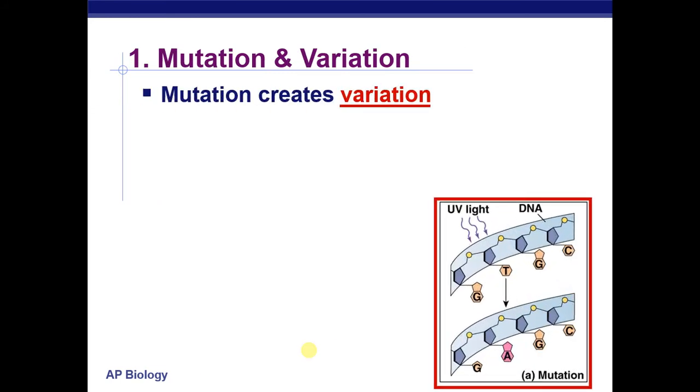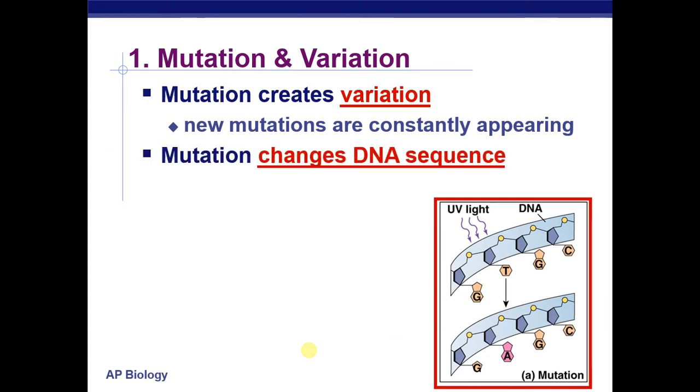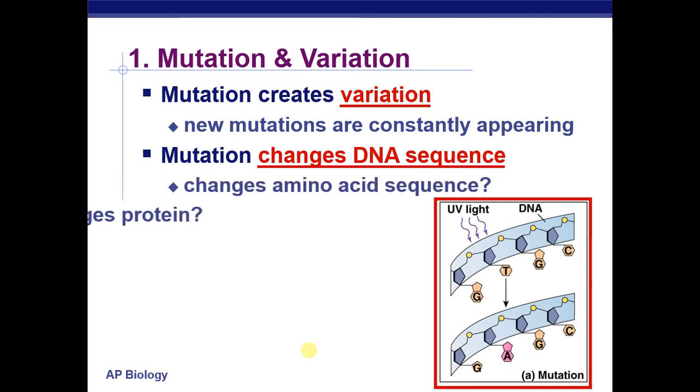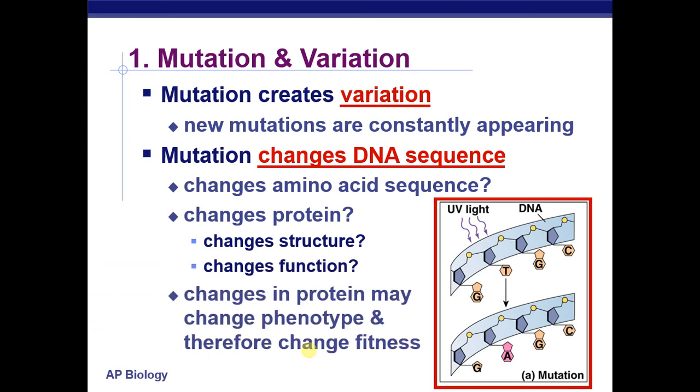So mutation increases variation, and new mutations are constantly appearing because of errors in DNA replication and transcription, and due to mutagens, because it changes the DNA sequence. It may or may not change the amino acid sequence like we've seen. It may or may not change the protein and its structure and its function, but it could. And in those cases when those changes are beneficial or help organisms survive, they could be selected for by natural selection.